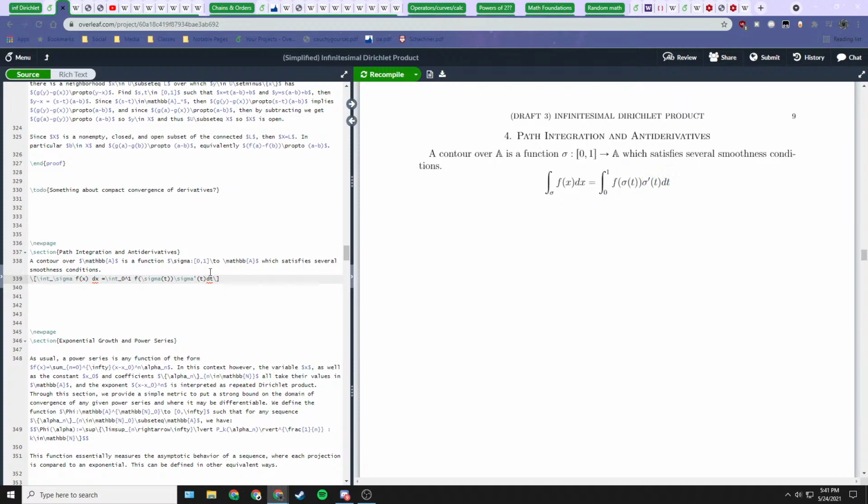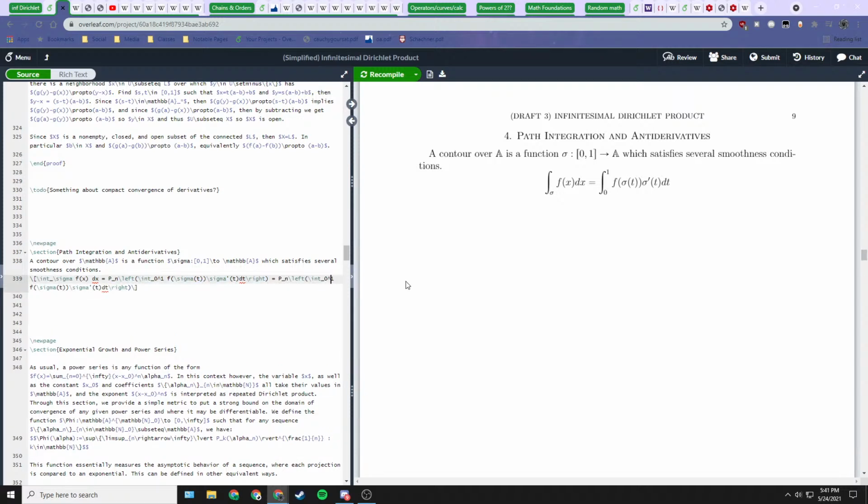And of course, this will have to satisfy another definition where, for any projection, we essentially just want this to be linear with our projections. So it'll be pointwise, essentially. This is sort of the definition that we want to build up.